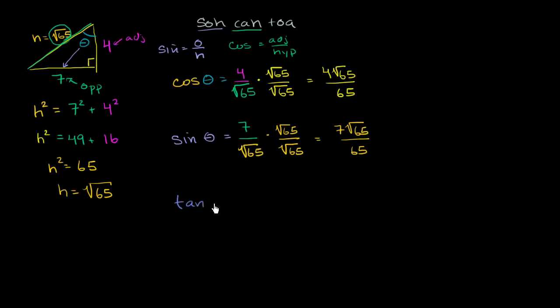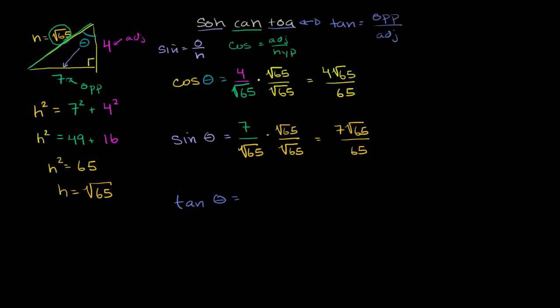So if I asked you the tangent of theta, once again, go back to SOHCAHTOA. The TOA part tells us what to do with tangent. It tells us that tangent is equal to opposite over adjacent. So for this angle, what is opposite? We've already figured it out. It's 7. It opens into the 7.